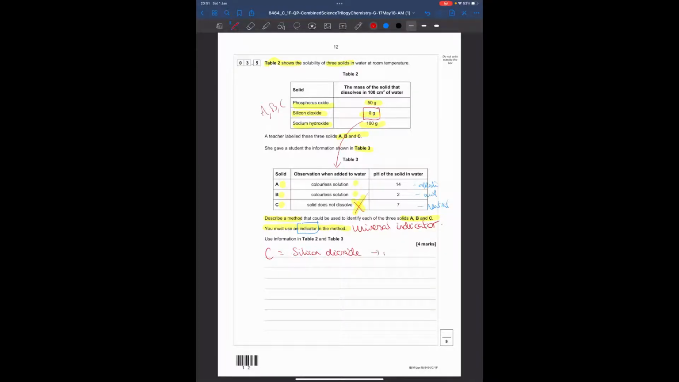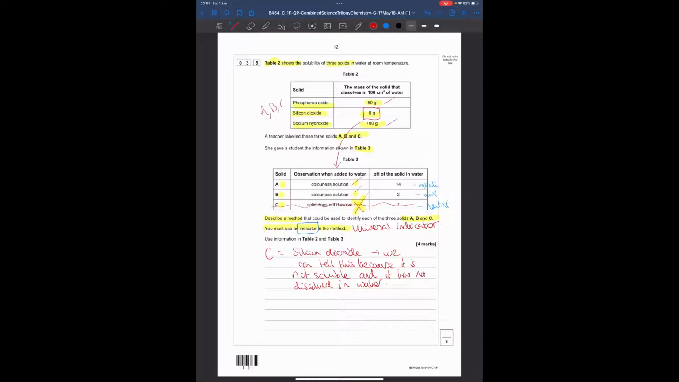And we can tell this because it is not soluble and it has not dissolved in water. So we know what C is, so now we just need to figure out which one is A and which one is B. Now solubility isn't going to help us here because they both dissolve and they've both made a solution. So we can't tell from that.